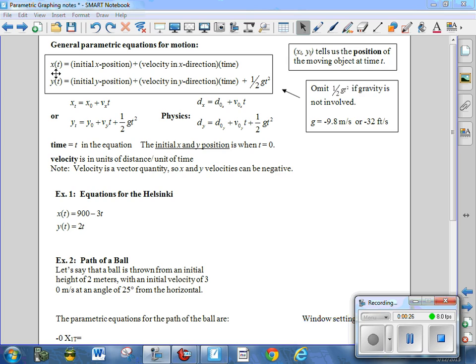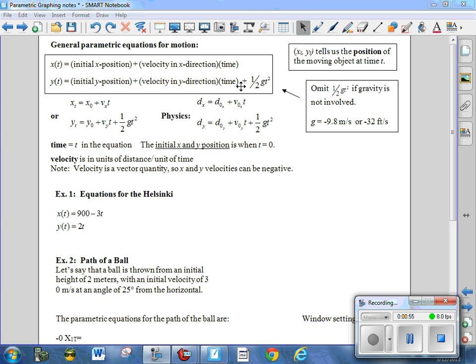The x position at a certain time t is represented by the initial position in the x direction plus the velocity in the x direction times time. Velocity is just the slope or the rate of change of the equation. So that was the slope in the linear equations we did for the Helsinki and the Andrea Doria problem. y of t is the initial y position plus velocity in the y direction times time, or this is the slope.